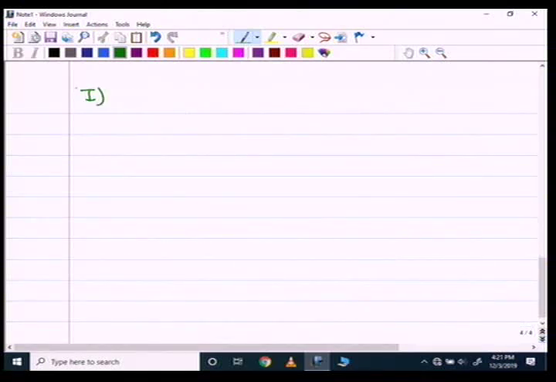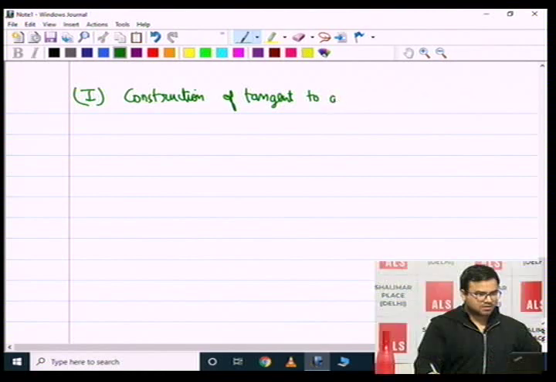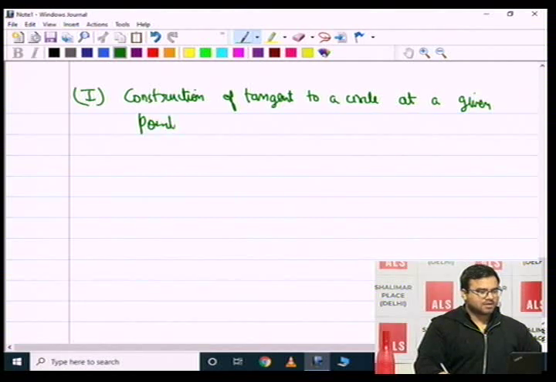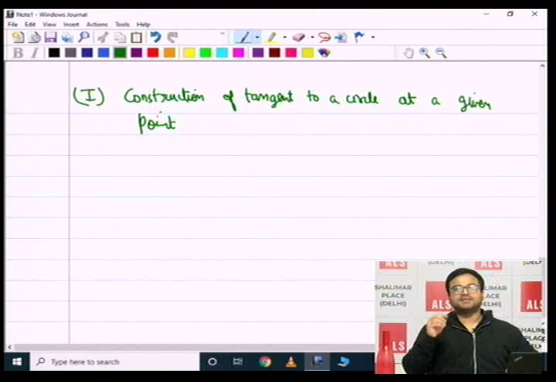So write the first type: construction of tangent to a circle at a given point. At a given point means the point is given on the circumference of the circle, and on that point we have to draw the tangent.